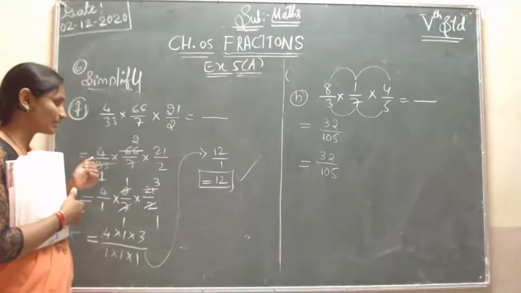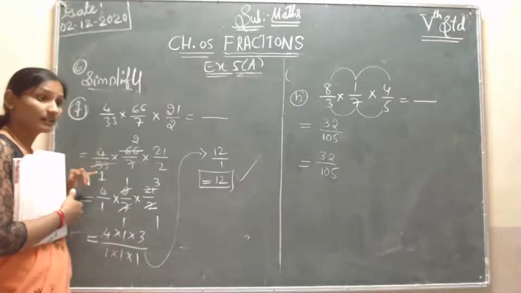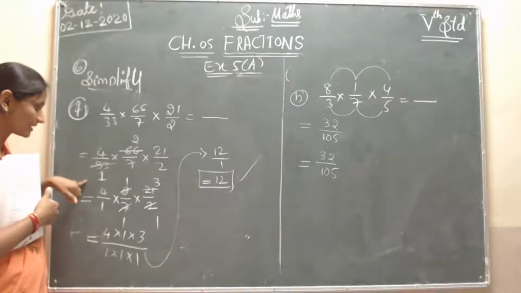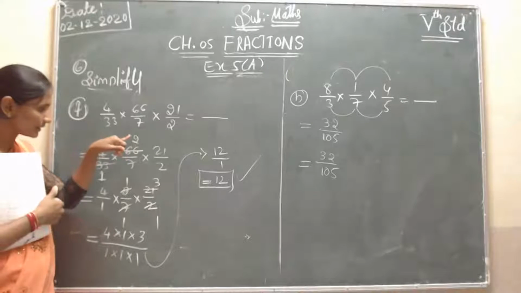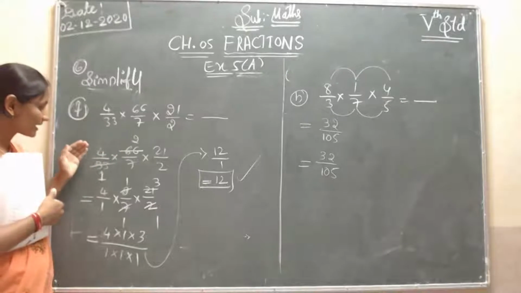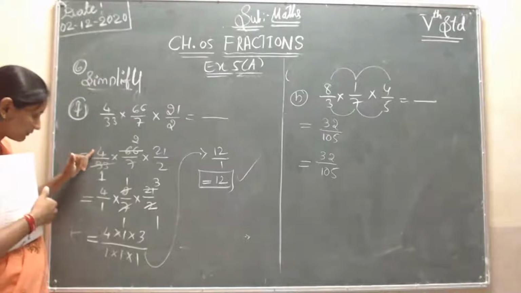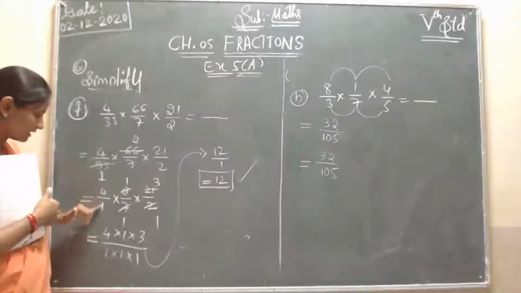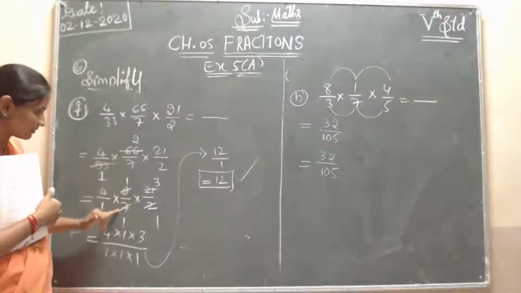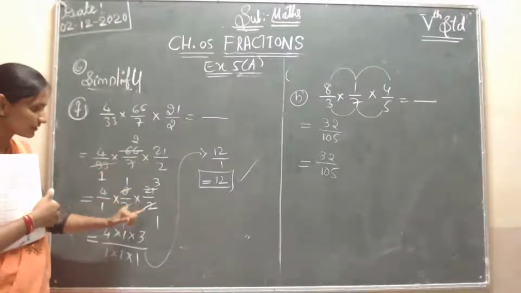First I observe the numbers. So I will do cross multiplication first. 33 ones are 33, twos are 2. Next I wrote the same, because 4 here, left 4, here left 1. 4 by 1. Here 2 by 7, I wrote 2 by 7. Next 21 by 2, so I wrote 21 by 2.